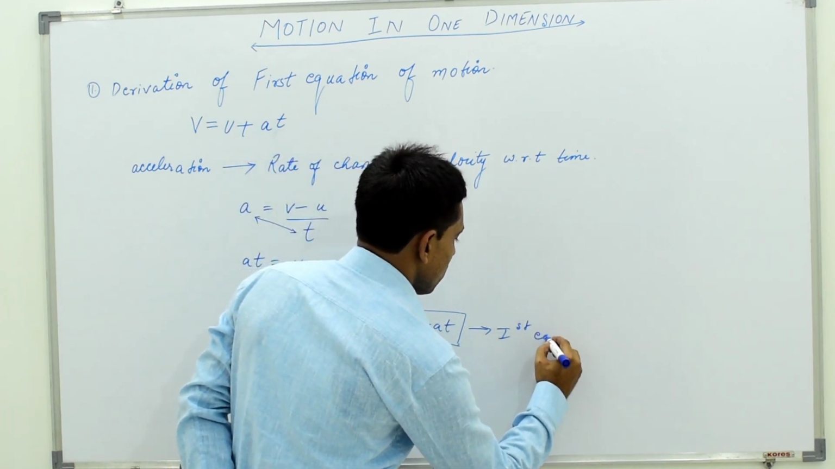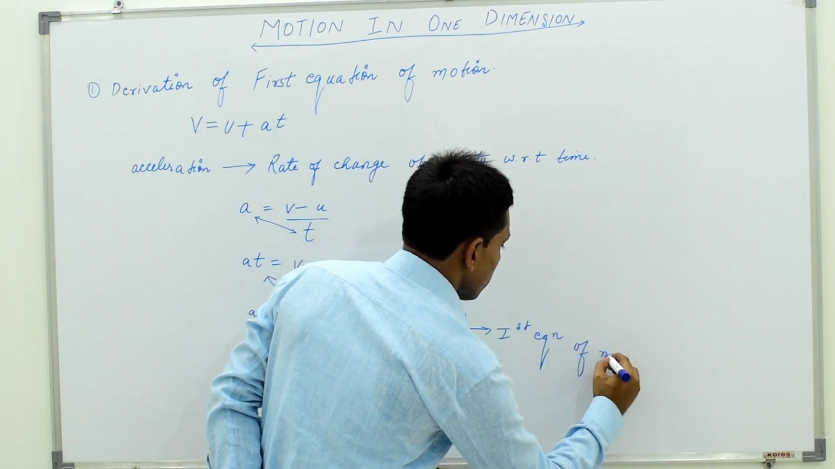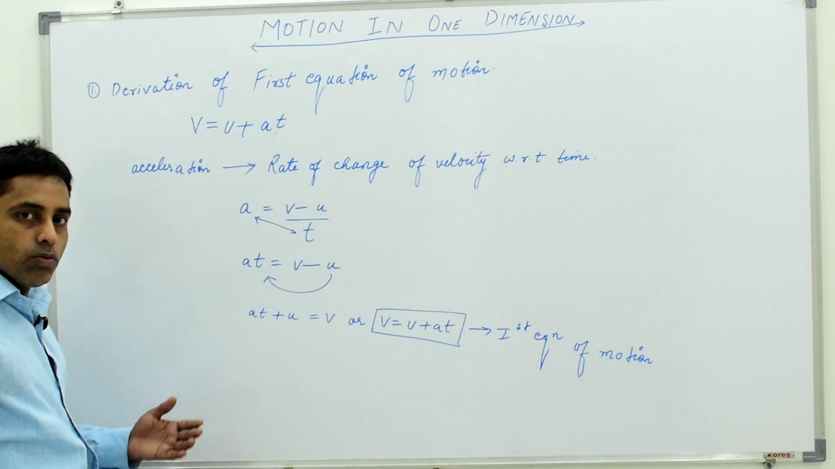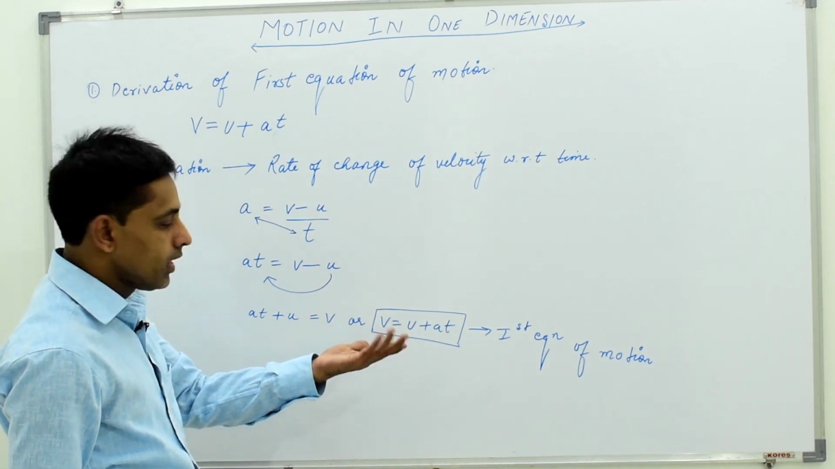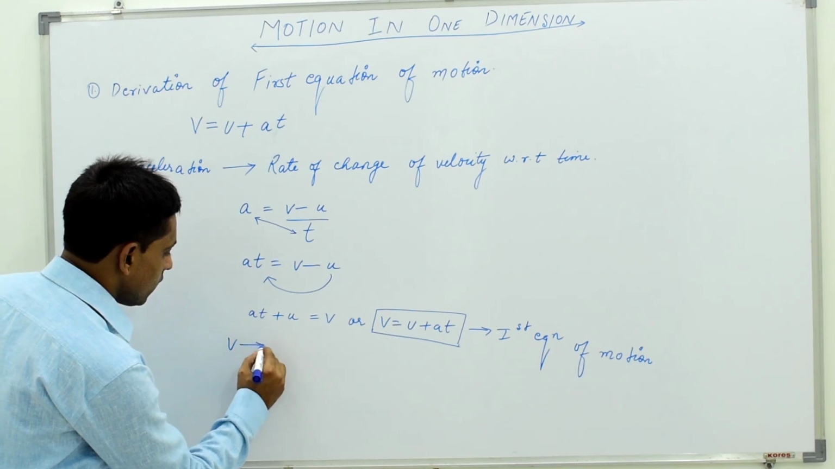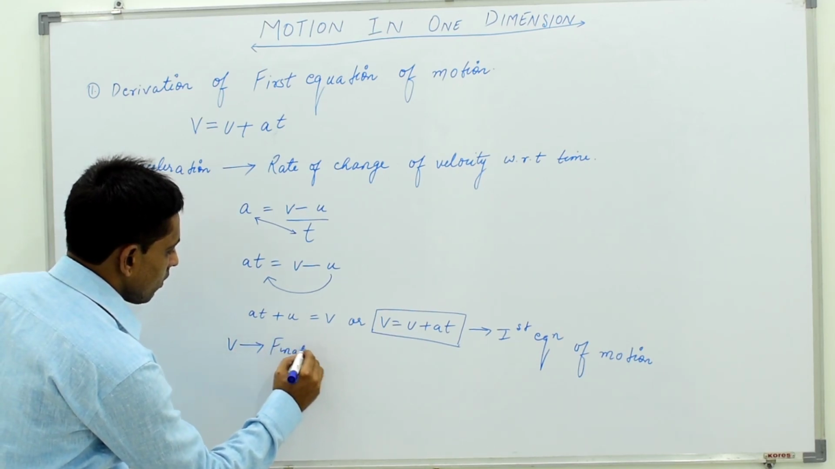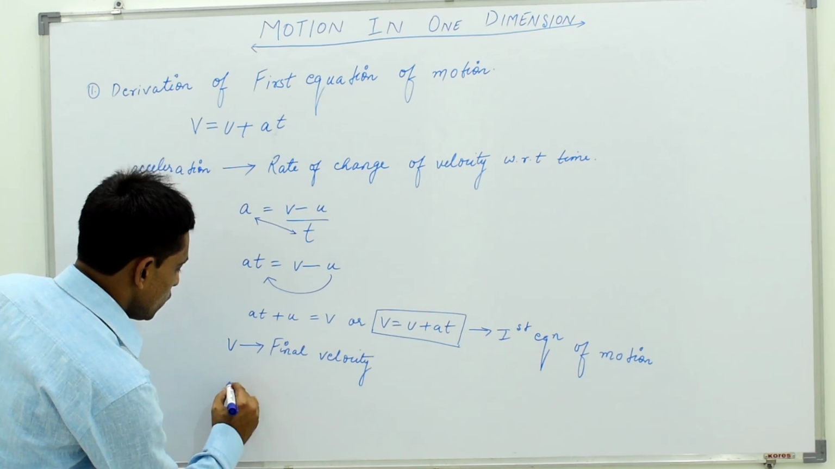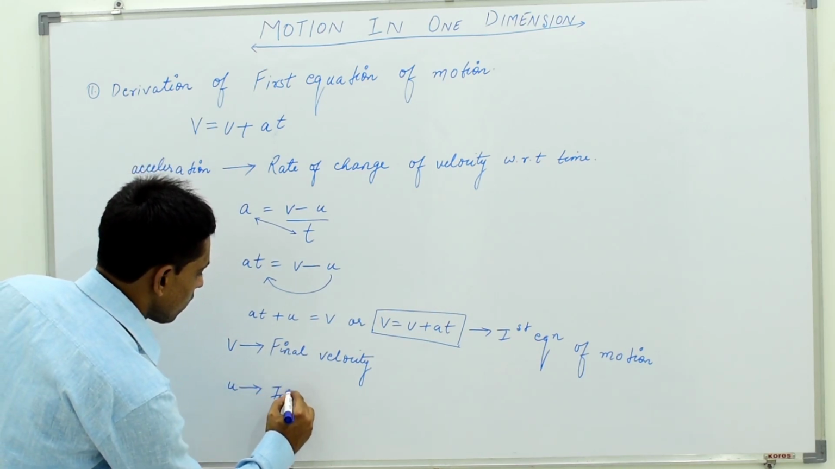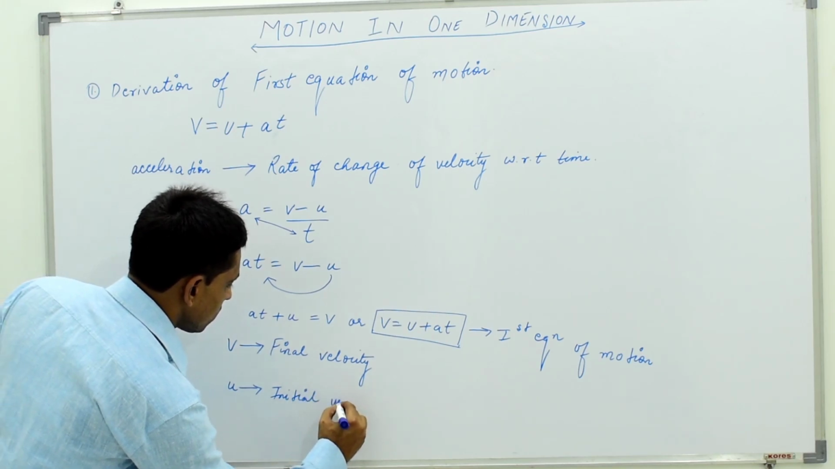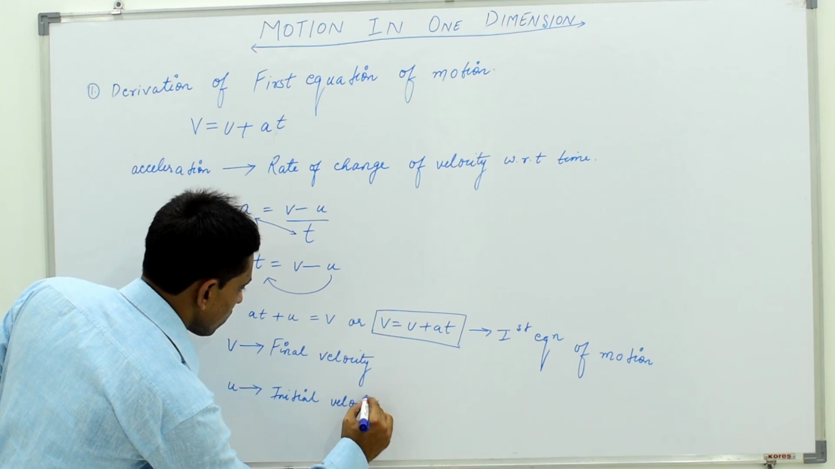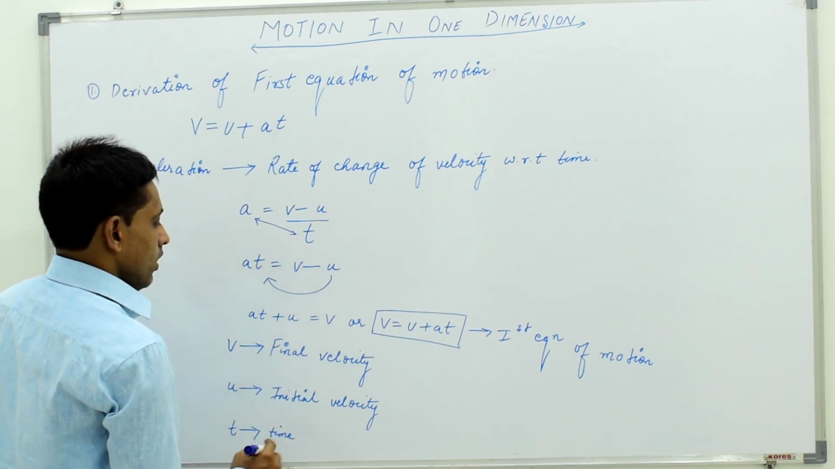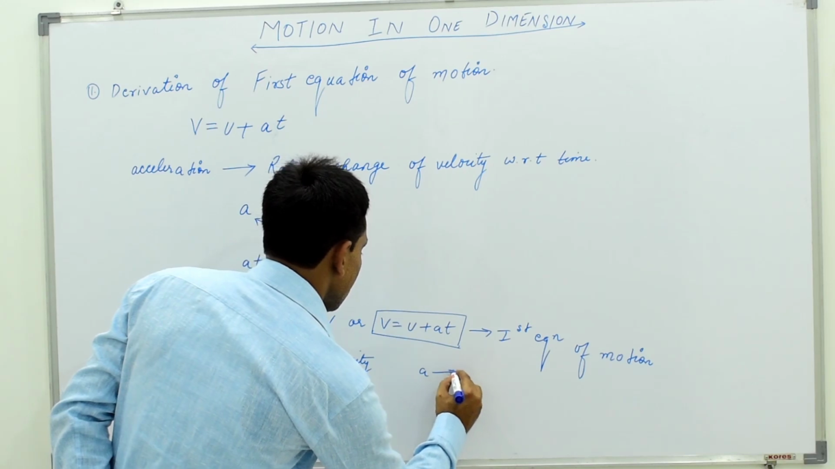First equation of motion. Now we will discuss that what is V, U, A and T. Already I have told you that V is the final velocity, U is the initial velocity of the body, T is the time, and we know that A is the acceleration.